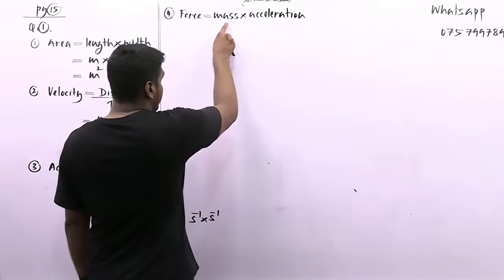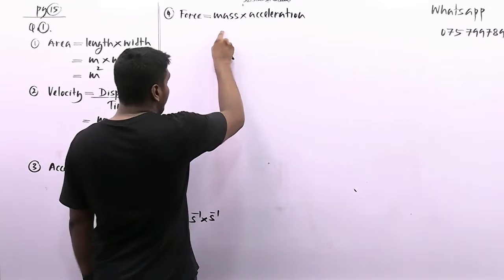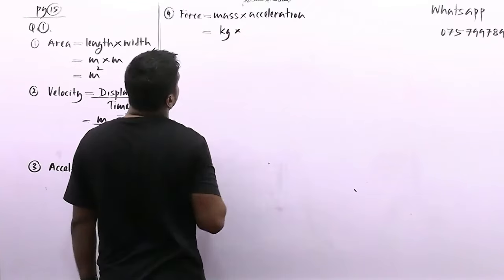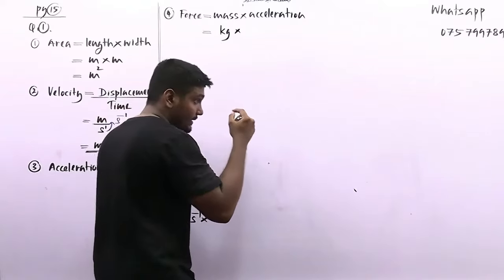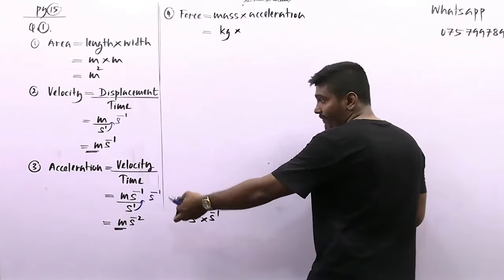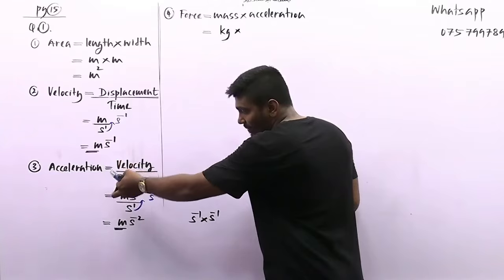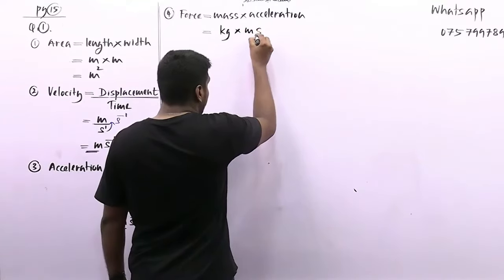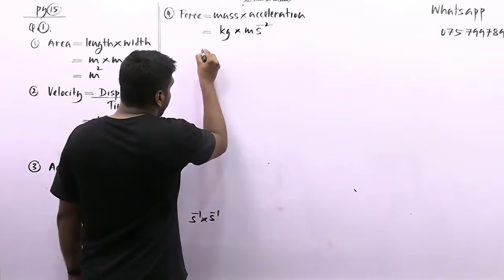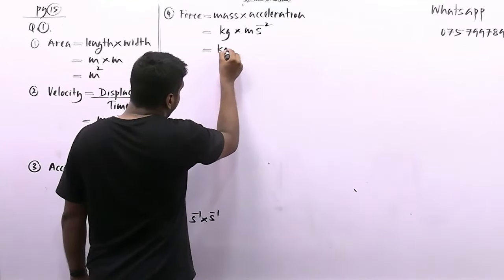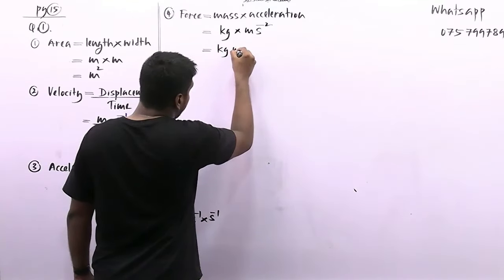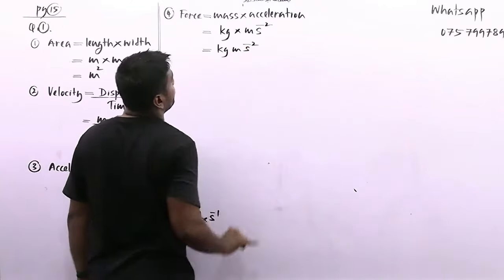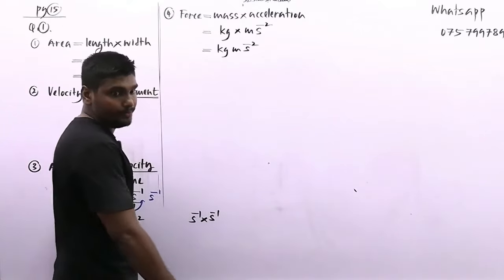Mass is measured using kilograms, kg. Into acceleration: what is the unit of acceleration? I found right now, acceleration is m s to the power minus 2. Then we can write the unit of force as kg m s to the power minus 2. Keep a small gap between kg, m and s minus 2.